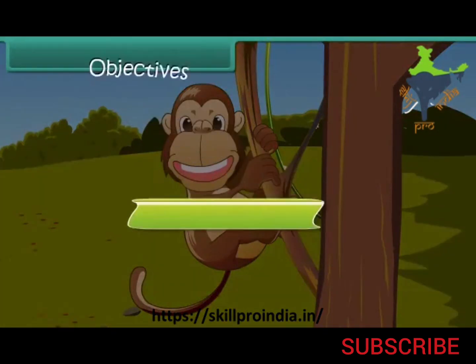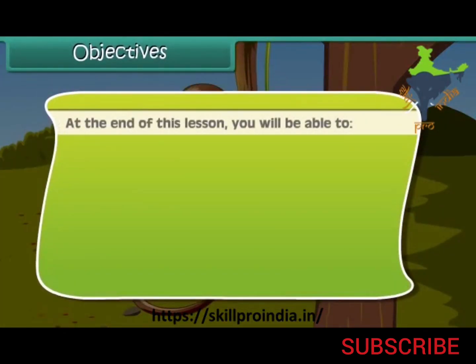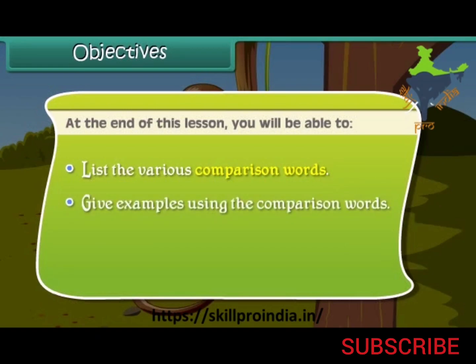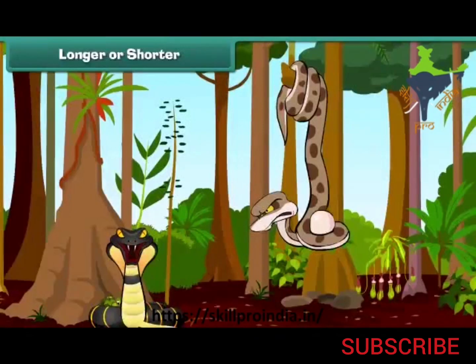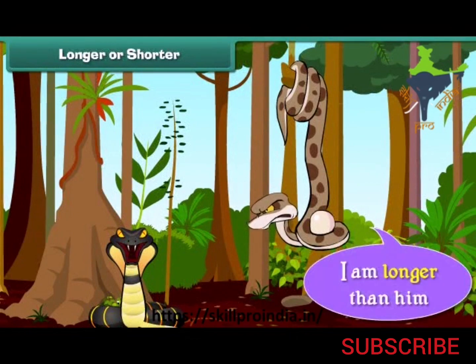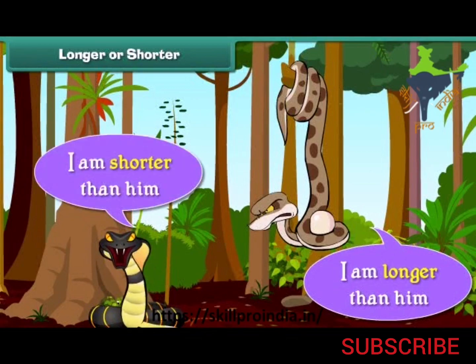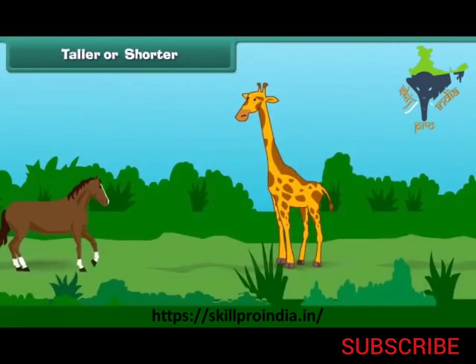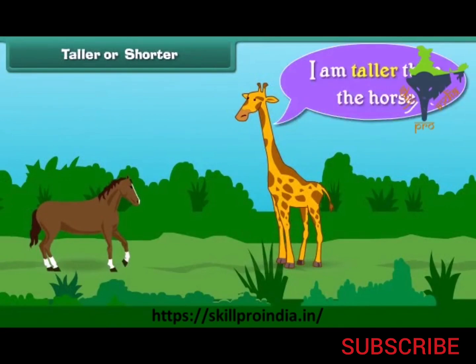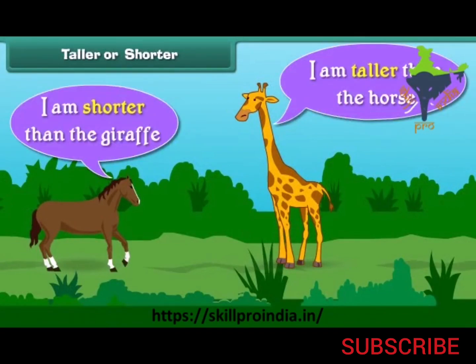Objectives. At the end of this lesson, you will be able to list the various comparison words, give examples using the comparison words. When the 2 objects are not of same size, we compare them. I am longer than he is. I am shorter than him. I am taller than the horse. I am shorter than the giraffe.